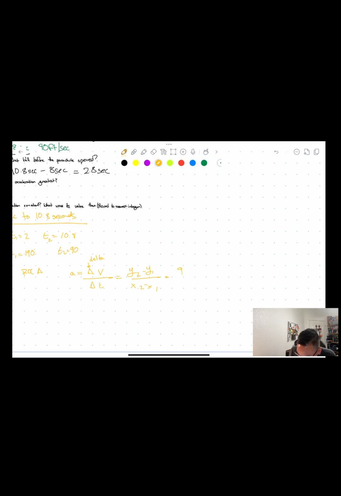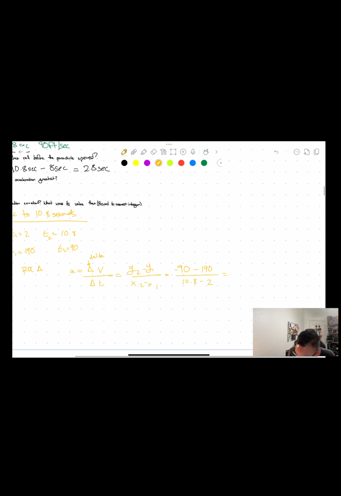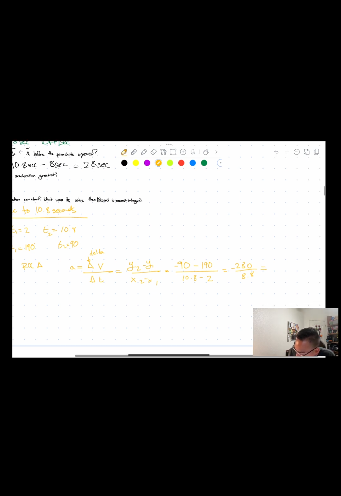negative 90 minus 190 over 10.8 minus 2. It's going to give us negative 280 over 8.8, or roughly about negative 31.881 feet per second. So if we round this to the nearest integer, it's going to give us negative 32 feet per second.